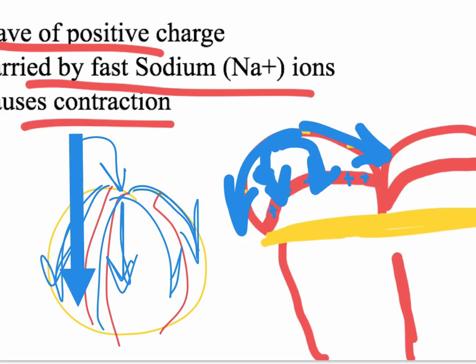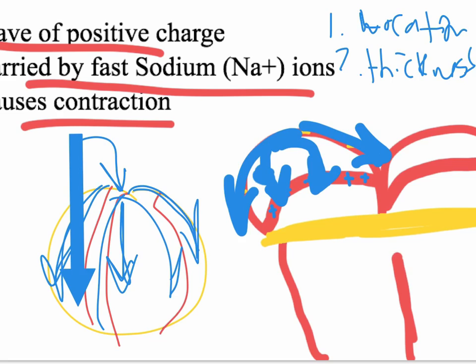So with the myocyte, the net vector is dependent on two things. First of all, we want to know where the charge started, so location, and we want to know the thickness of the myocardial wall, so we'll just put thickness. And all of these things will determine net vector.